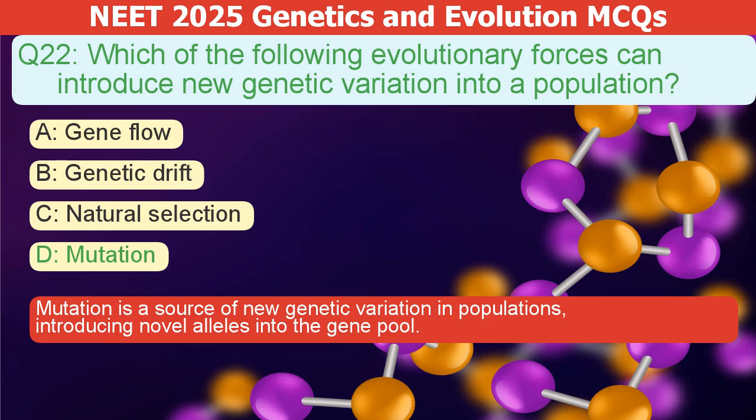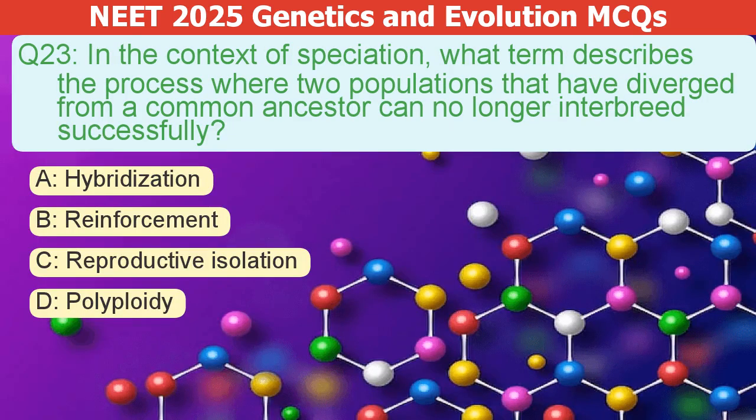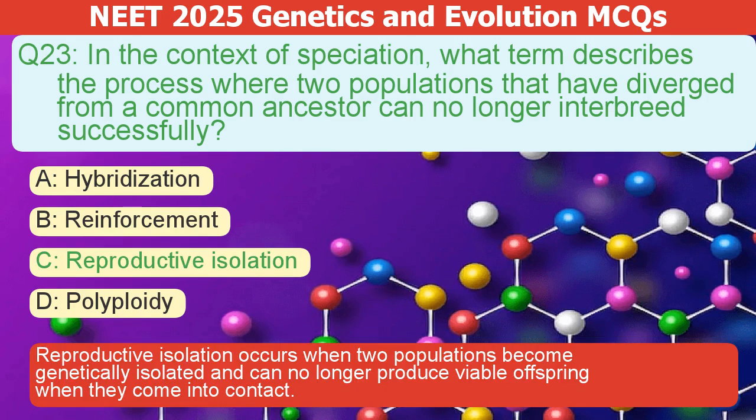Mutation is a source of new genetic variation in populations, introducing novel alleles into the gene pool. In the context of speciation, what term describes the process where two populations diverging from a common ancestor can no longer interbreed successfully? A. Hybridization. B. Reinforcement. C. Reproductive isolation. D. Polyploidy. The correct answer is C. Reproductive isolation occurs when two populations become genetically isolated and can no longer produce viable offspring when they come into contact.